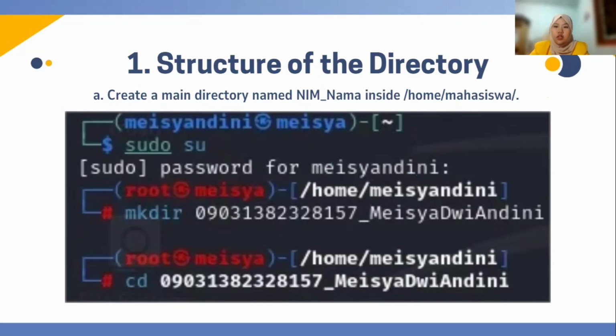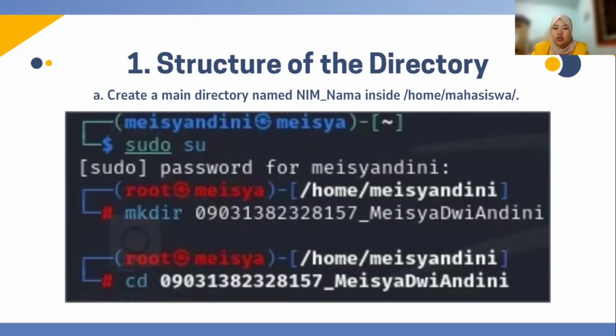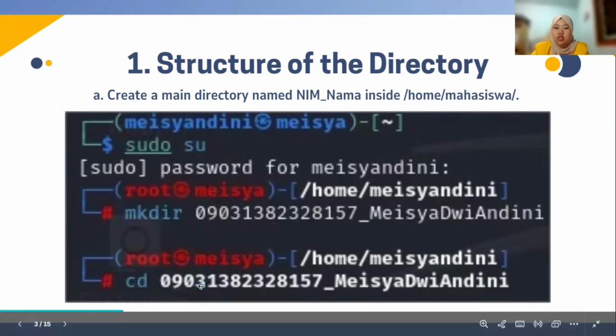We create the main directory using the mkdir command, space, the name of the directory we will create. Here I create it with my name, underscore, my name, and then enter. Use the cd command, space, the name of the main directory, so that we can use the main directory that we created before.